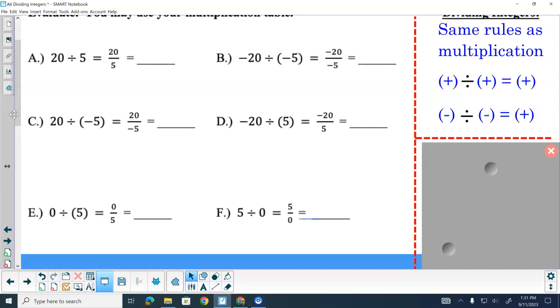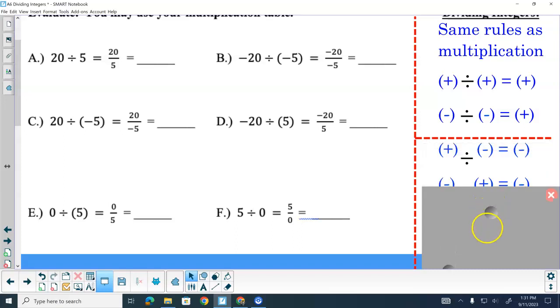If the signs are different, then you get a negative answer. Positive divided by a negative, or a negative divided by a positive, is negative.